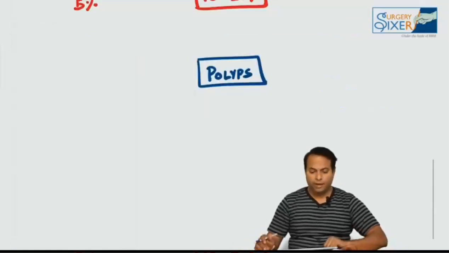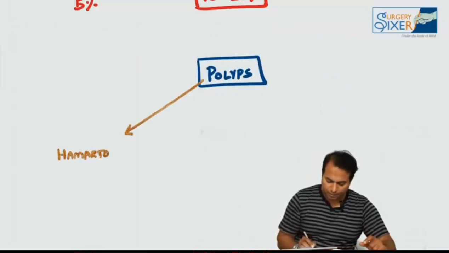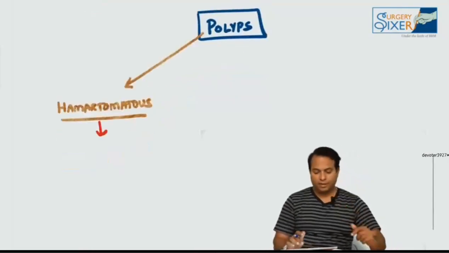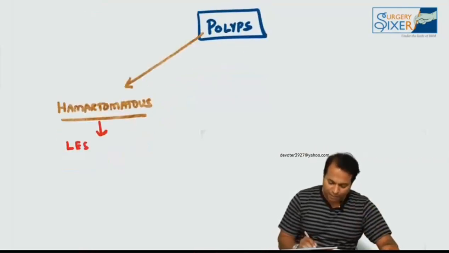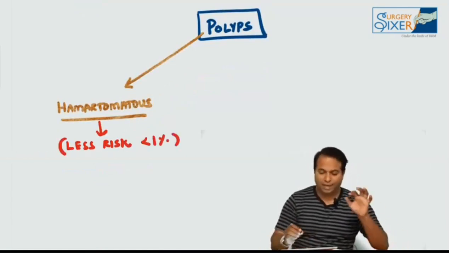Polyps come under many headings. One of the important types of polyps is hamartomatous polyps. Hamartomatous polyps have very little risk of malignant potential. The risk is less than 1%, very less, but still there. Okay, that is hamartomatous polyps.